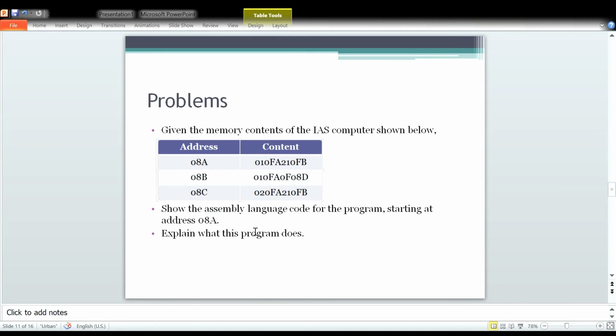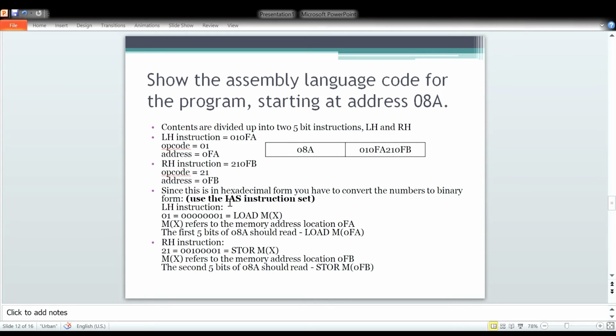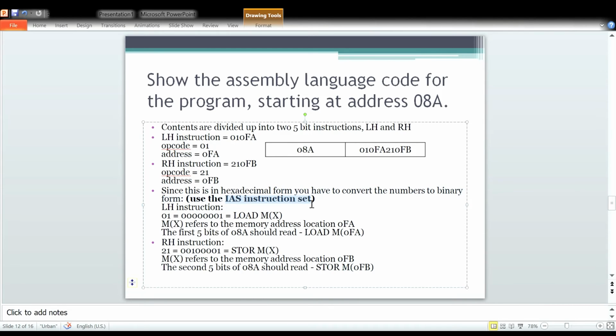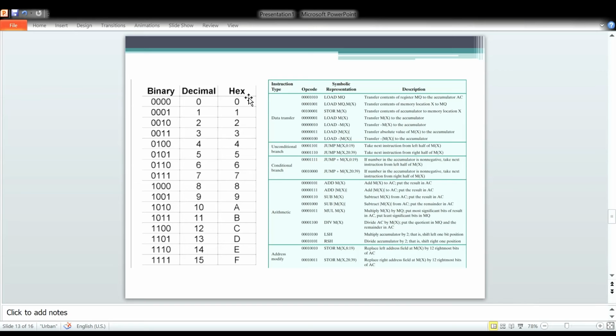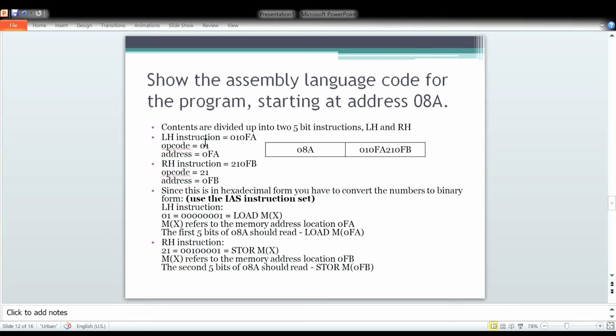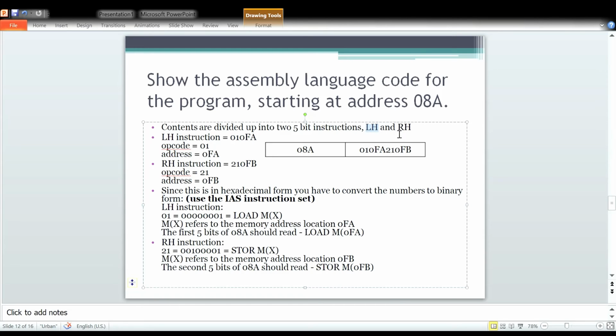For this we need the IAS instruction set and also the table for hexadecimal to binary. Why, we're going to explain later. So the contents here are divided into up to two 20-bit instructions. So here are the first instruction and here are the second. We call them left hex and right hex.